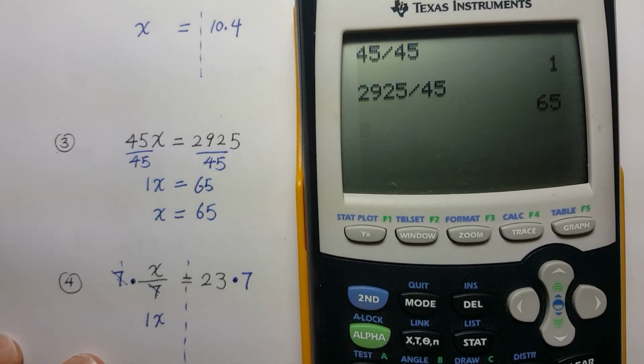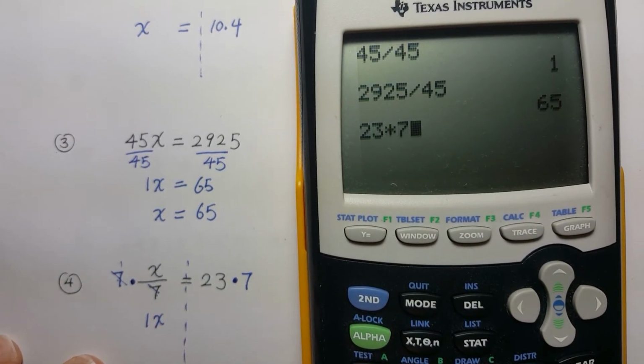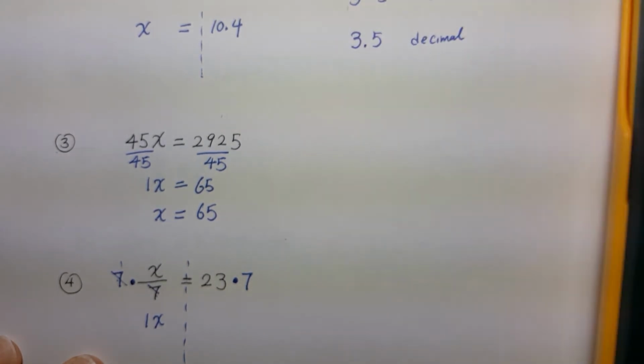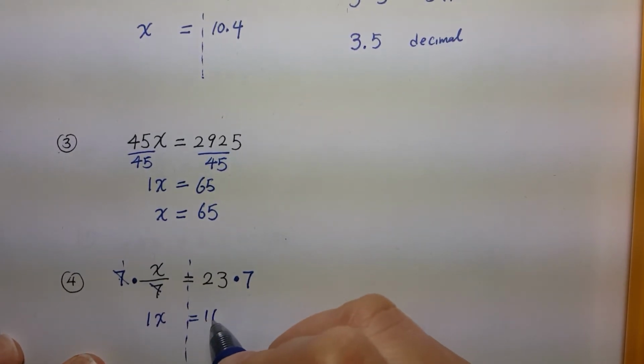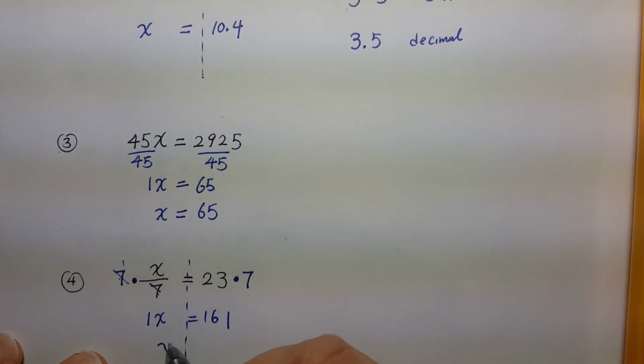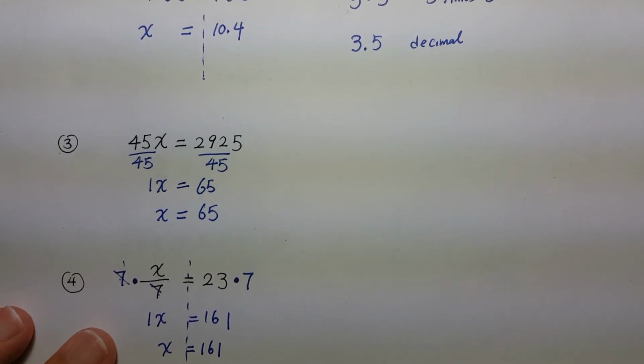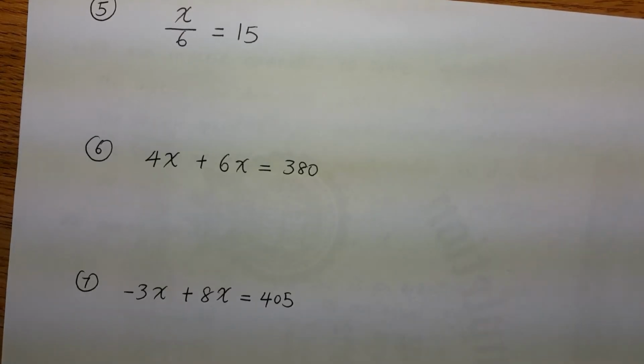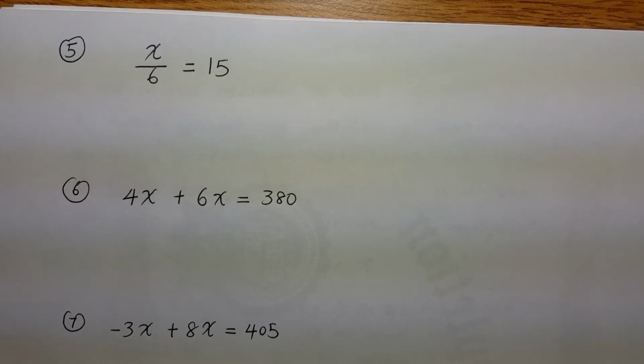So now we have to use the calculator. 23 times 7, 161. So therefore, we get 1x equal to 161. 1x means x, so x equal to 161. So we finished question number 4. Let's take a look at number 5.